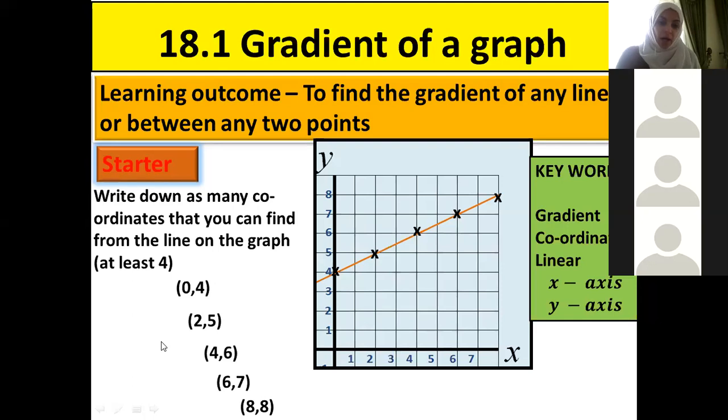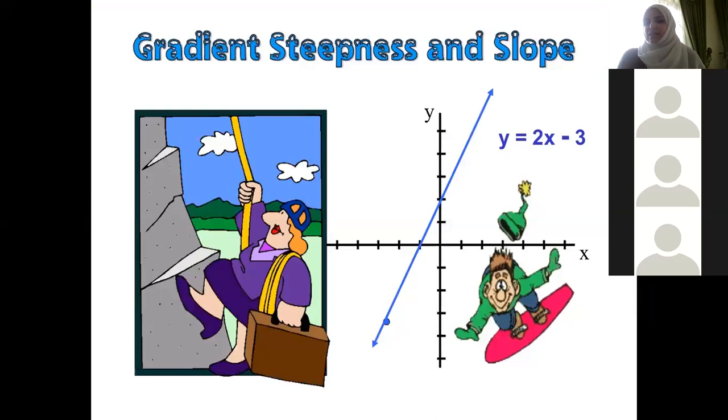Let's go on. What do we mean by gradient? Gradient is the steepness, or the slope, of any graph. Of course, everybody knows that when we have a linear equation, like y equals x minus 3, this is a linear equation.